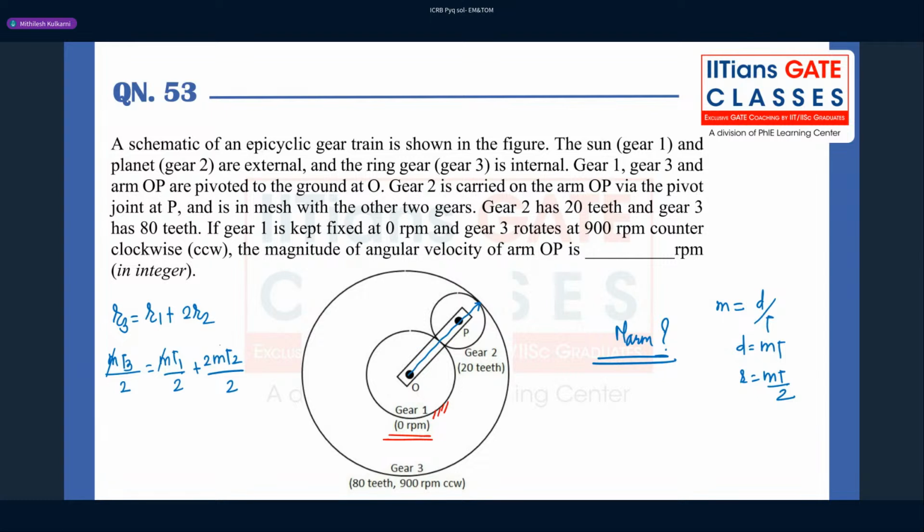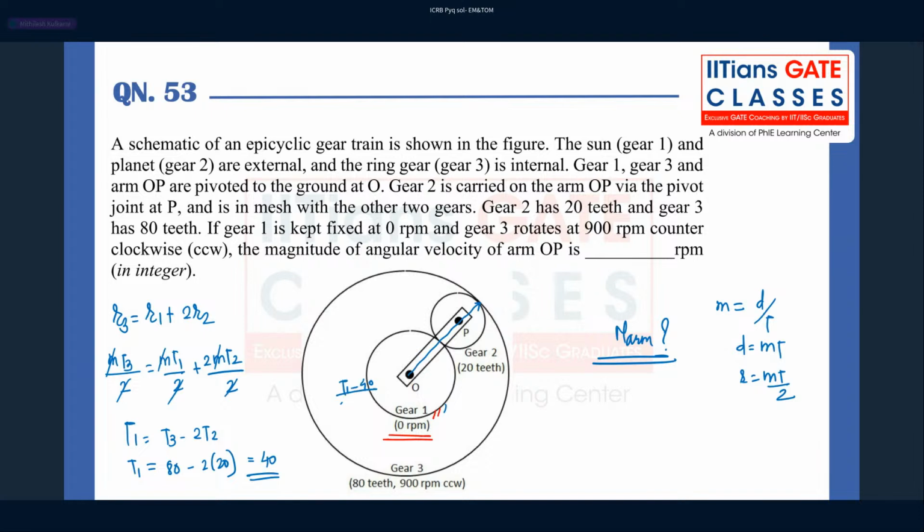M gets cancelled here. 2 gets cancelled here. So I would say T1 is equal to T3 minus 2 times T2. T3 is 80, T2 is 20. So 2 times 20 is 40. So T1 is equal to 40 teeth. Let me write it here. Okay, T1 is equal to 40 teeth.